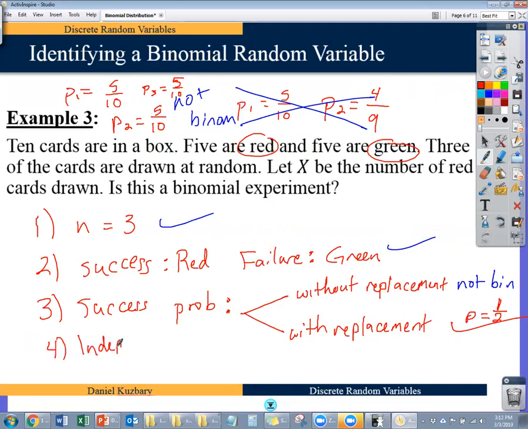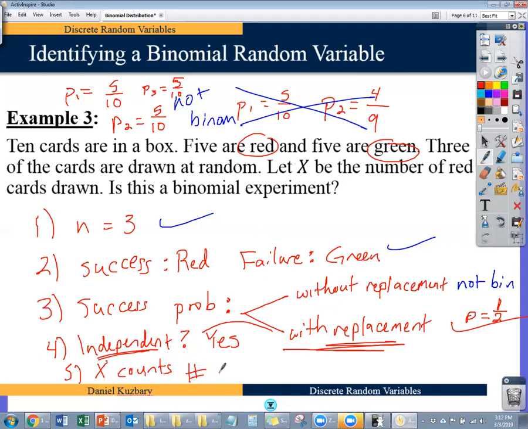Are the draws independent? Are the trials independent? And the answer is yeah. If I'm putting the cards back, they are independent. Remember, with replacement and independent go together. Without replacement means it's not independent, so that wouldn't work. But of course, we know without replacement, it's not going to be binomial anyway. And then we have X counts the number of successes. Yeah, so number of reds. So what we've just decided is, this is good. This is good.